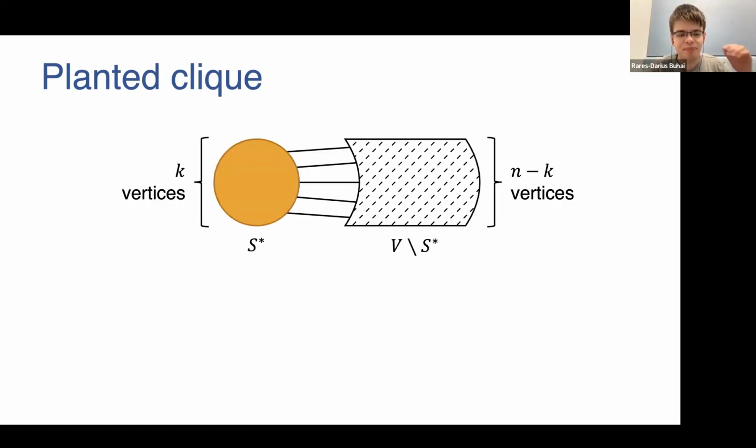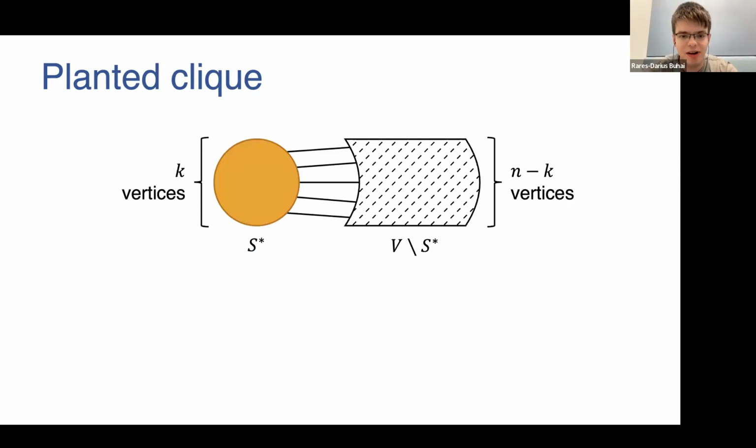So then people sometimes study an average-case version of this, which is the planted clique problem. The basic idea here is that you have a random graph in which each edge appears with probability half. You select a subset of k vertices and you put a clique on them. And then you want to find the clique. So let's see how we can depict this.